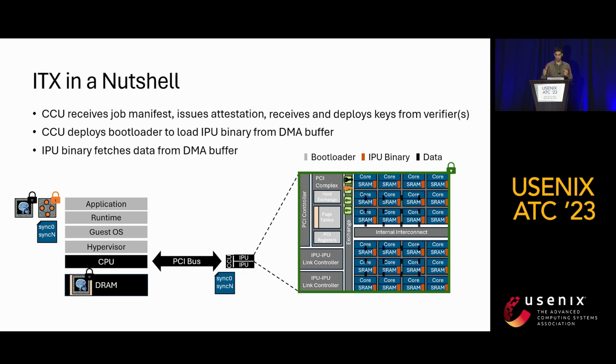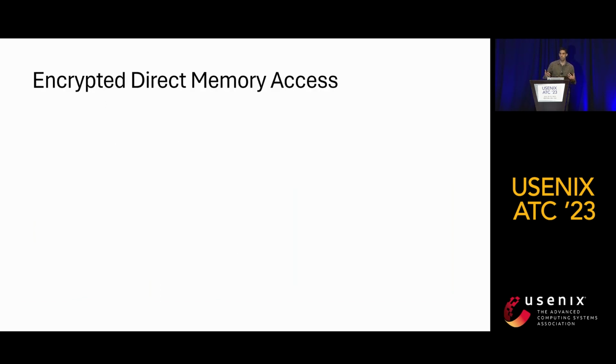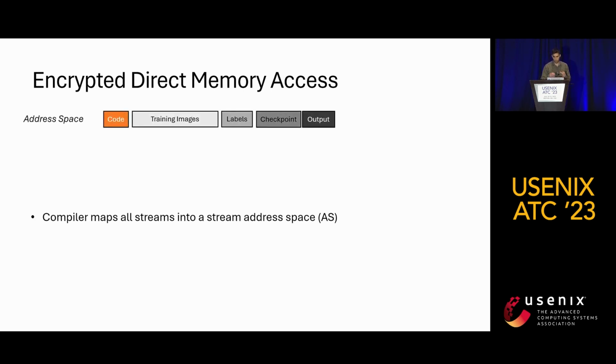Now, while the runtime cannot see any plain text data, it is able to tamper with computation by reordering or replaying data in these DMA buffers. So in order to avoid this, we rely on a novel encryption protocol for DMA. And we again rely on the observation that the compiler has a full view of all the data that need to be processed by this IPU application. We modify the compiler to map all these streams into an address space and partition each stream into frames that will be encrypted using standard crypto libraries.